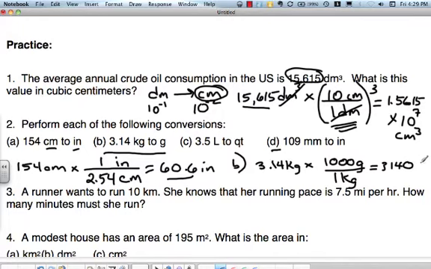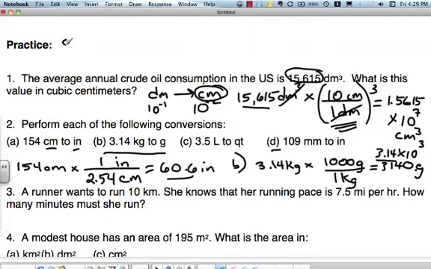3,140 grams. This was 3 significant figures. If I put a point there, that'll be 4. I could do 3.14 times 10 to the 3rd. Now I'll have the correct number of significant figures and the right magnitude of the number. Okay? We'll put C up here for number 2.